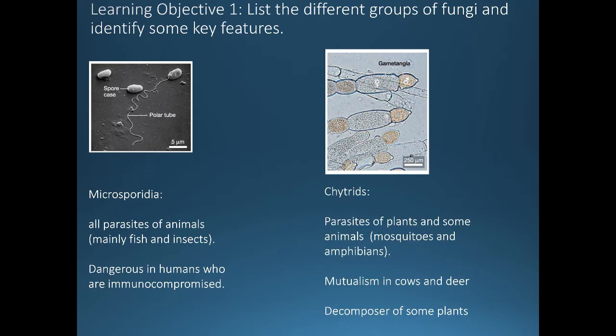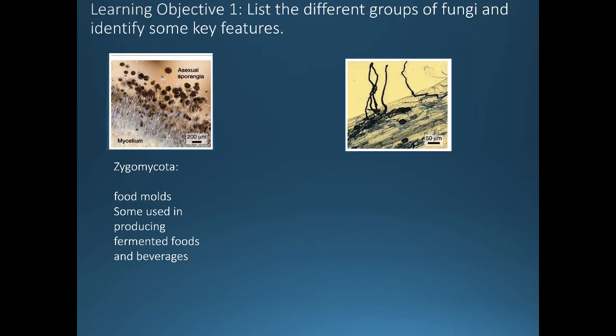This second group, the Catrids, a lot of them are parasites of plants and some animals like mosquitoes and amphibians. They also are one of the large culprits in the decline of amphibians across the world. Now, they don't all form parasitic relationships. Some of them have mutualistic relationships and live in cows and deer, and others have roles in decomposition, particularly that of plants.